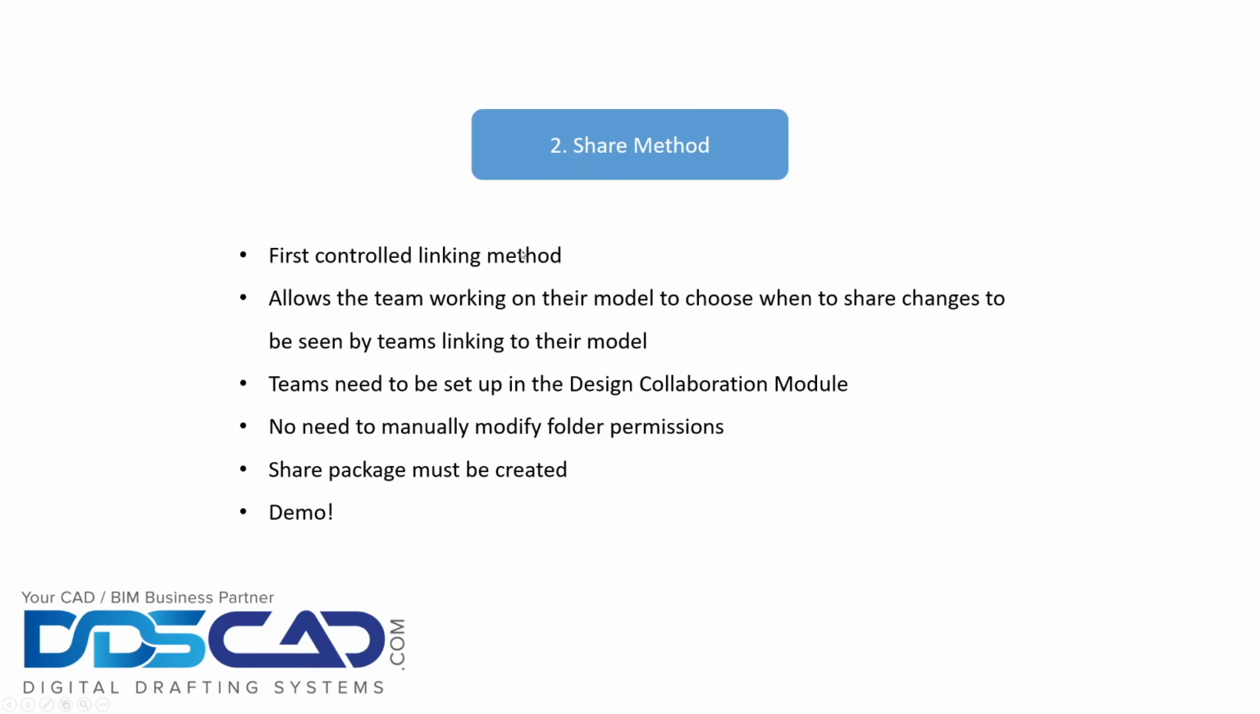So let's jump over to the shared method. Basically, this is the first controlled linking method like we talked about. This allows the team working on the model to choose when to share changes to be seen by teams linking to their model. Teams need to be set up in the design collaboration module. We're going to go over that here momentarily. And then there is no need to manually modify folder permissions, anything like that, because that all happens automatically. And then yes, share packages must be created. Again, we're going to talk about that here in the demo in just a second.